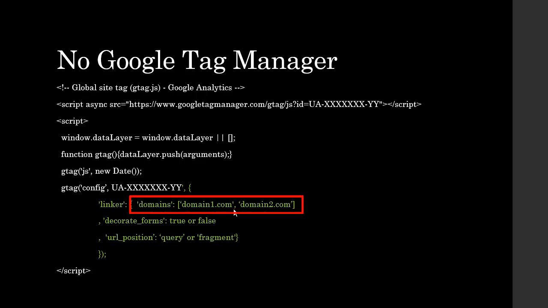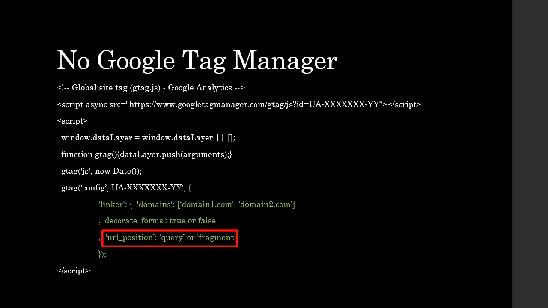First, you put the names of the domains that you want to cross-link. Then you have two optional parameters. The first one, decorate forms, tells Google Analytics whether you want to use cross-domain tracking for forms or not. If your form is going to be submitted from one domain and takes the user to another domain, then you'll set it to true, else mark it as false. If you ignore this parameter, then the default value is taken as false.